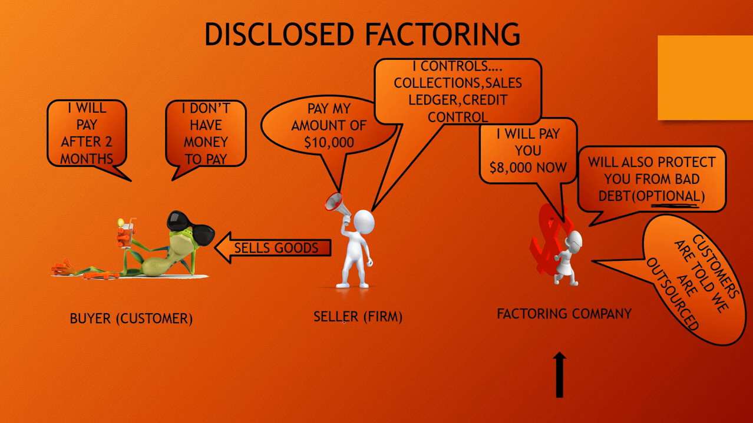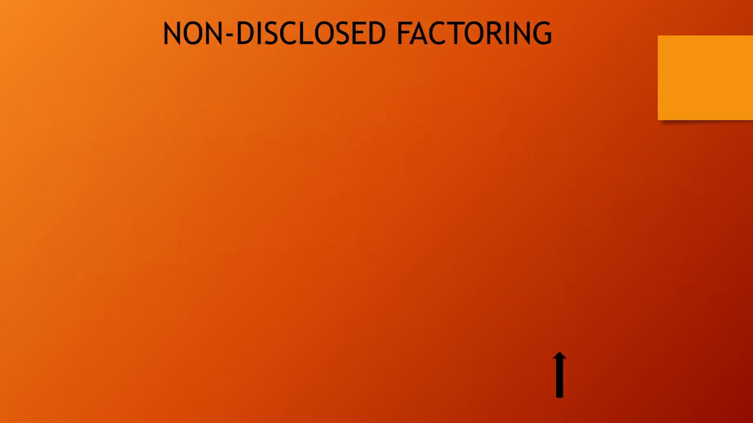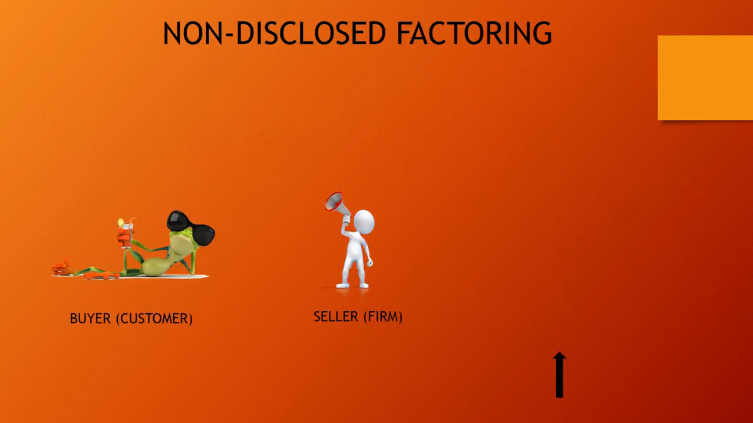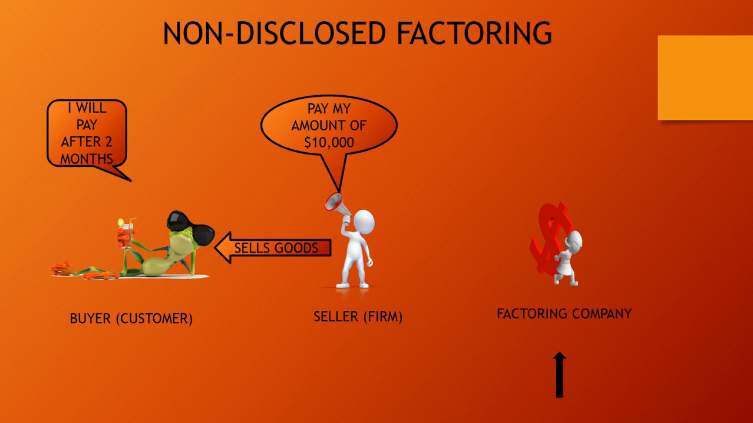That means the seller is going to tell the buyer that I am selling your invoice to a third party and now you have to pay the third party. You don't have to pay the bill to me. And the seller controls collection, sales ledger and credit control. So we can say that in disclosed factoring, the name of the factoring company is known to the buyer. Now non-disclosed factoring. Everything goes the same in non-disclosed factoring.